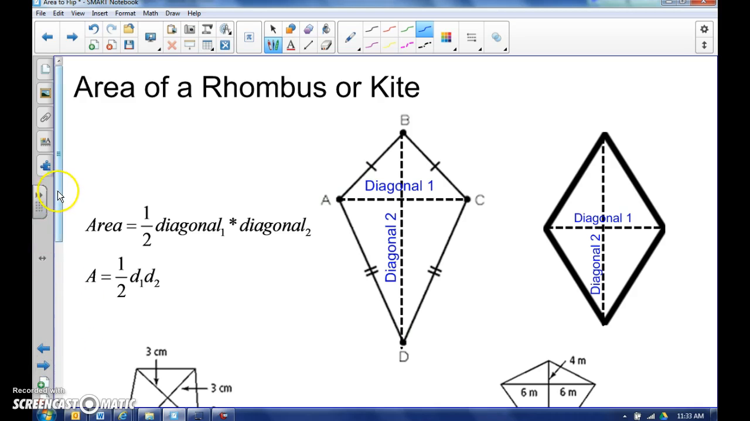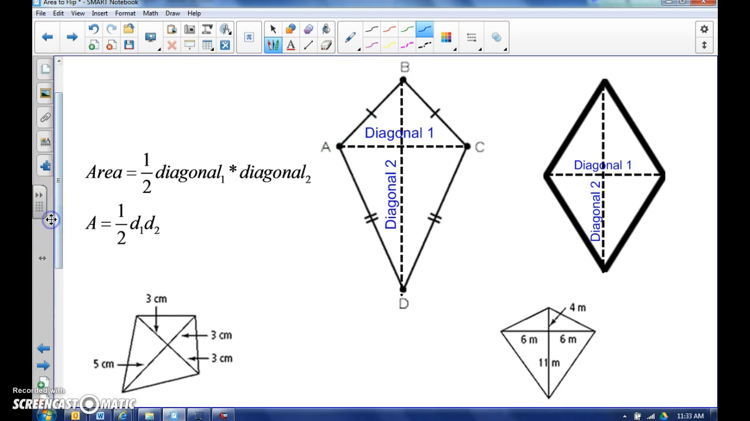Okay, rhombi and kites. They are wonderful. You can use the same formula for both. The area of a rhombus and the area of a kite is found the same way. It's the area equals 1/2 of diagonal 1 times diagonal 2. You've probably never seen that before, but it is your new best friend.